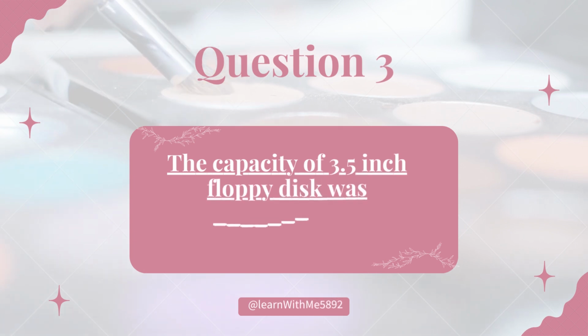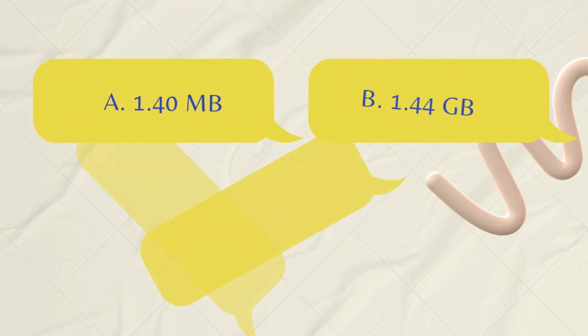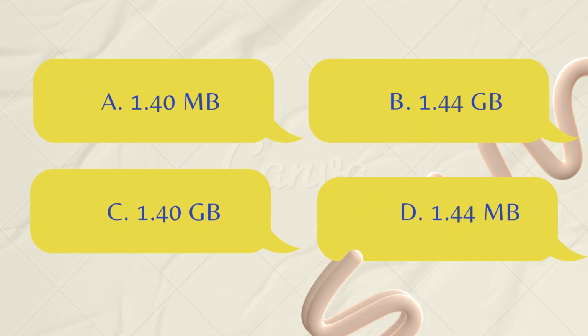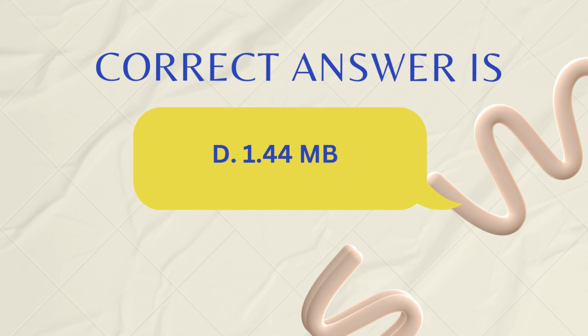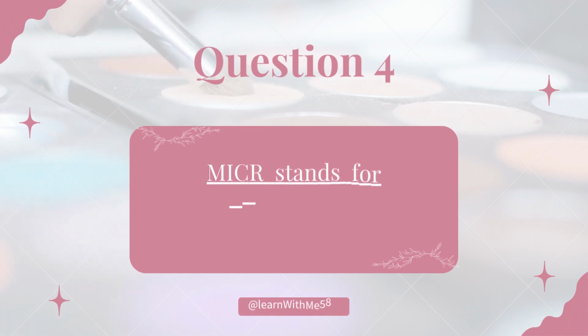Question number 3. The capacity of a 3.5-inch floppy disk was dash. Option A, 1.40 megabytes. B, 1.44 gigabytes. C, 1.40 gigabytes. D, 1.44 megabytes. The correct answer is D, 1.44 megabytes.